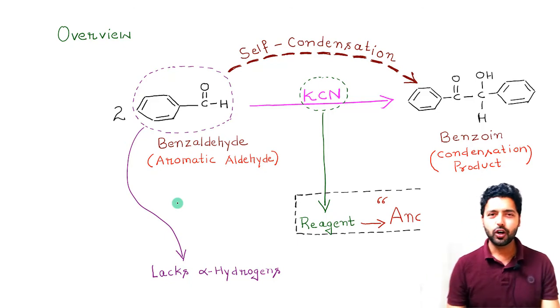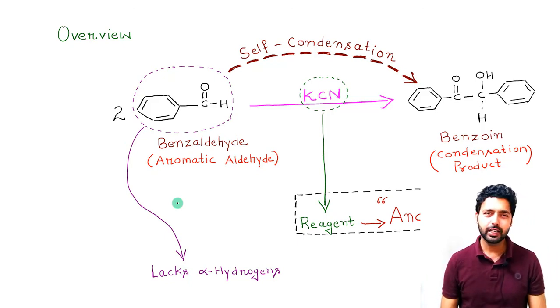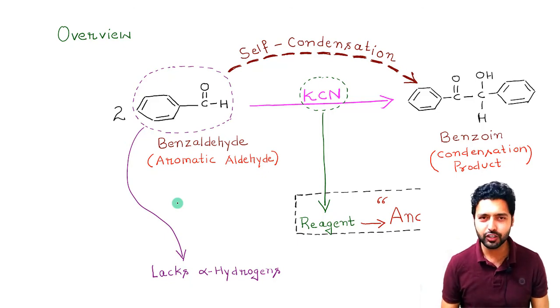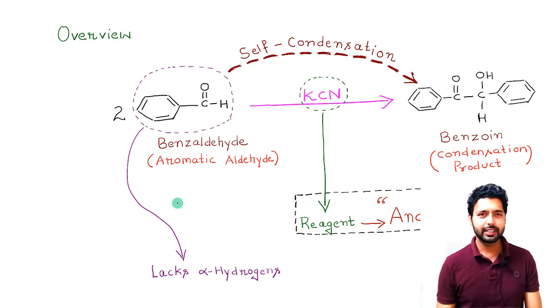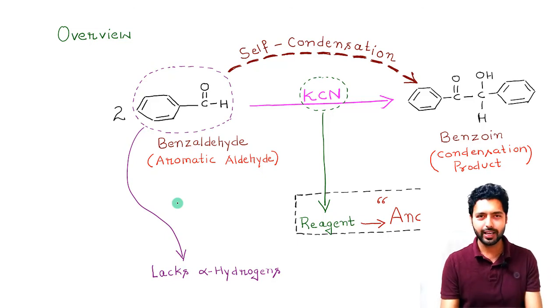Okay, so this is all about the benzoin condensation reaction, which is actually an important type of self-condensation as far as aldehyde and ketone molecules are concerned. But do remember, it is not a type of aldol condensation, because the main substrate here does not have any alpha hydrogen atoms, right?